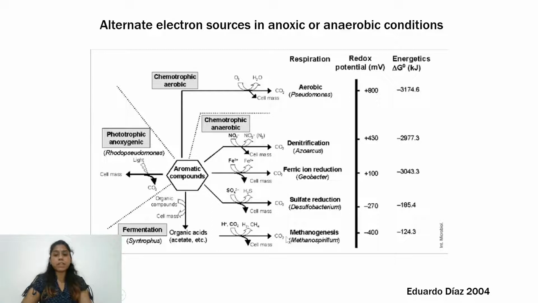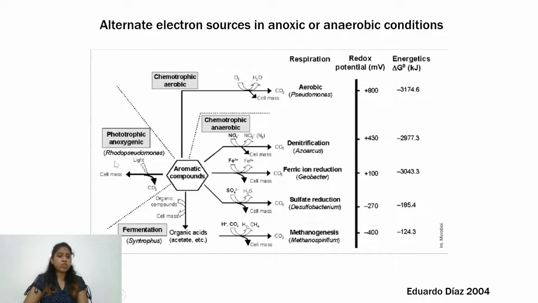For example, in methanogenesis, Methanospirillum is a bacterium which can produce the relevant enzymes for conversion of the waste products into methane and cellular biomass. Similarly, Desulfobacterium, Geobacter, and Azoarcus are different microorganisms which can produce the relevant enzymes required for this anaerobic conversion of the waste products.